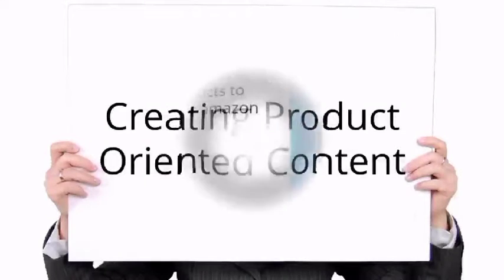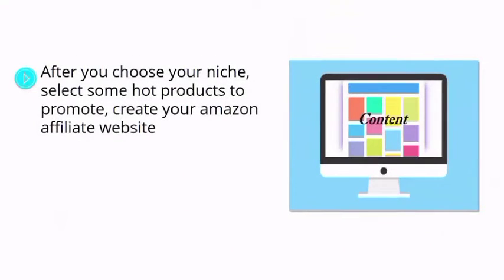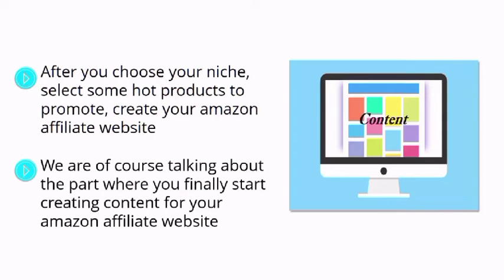Creating product-oriented content. After you choose your niche, select some hot products to promote, create your Amazon affiliate website, and sign up for the Amazon Associates program to create your Amazon Associates account, the time comes to start doing the hardest part, the one that will determine if you make it or if you break it as an Amazon affiliate. We are, of course, talking about the part where you finally start creating content for your Amazon affiliate website, because content is what will attract buyers to your Amazon affiliate websites.